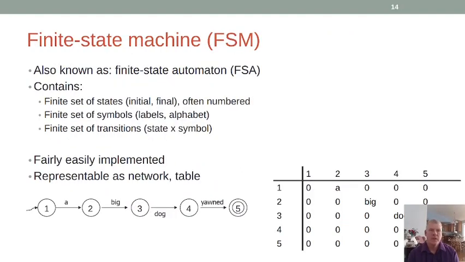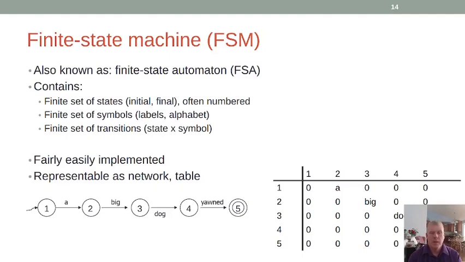So finite state machines, or finite state automata, plural, are systems that contain a finite set of states. You have an initial state and then a final state. They're often numbered, like in the bottom left of this screen, these different states. And they have a finite set of symbols or labels, like an alphabet or an IPA symbol or an ARPAbet symbol. And then you have a finite set of transitions from state, by symbol.